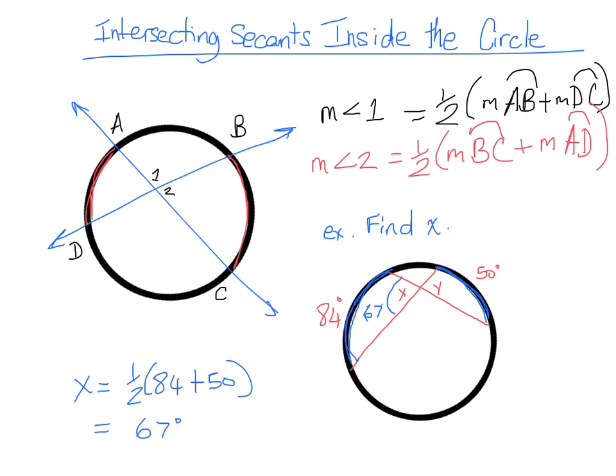We weren't asked to find angle y, but it's pretty easy. Once we see that angle x is 67 and angle y is the vertical angle, it is actually equal to 67 as well. All right, let's move on to when the lines intersect on the circle.